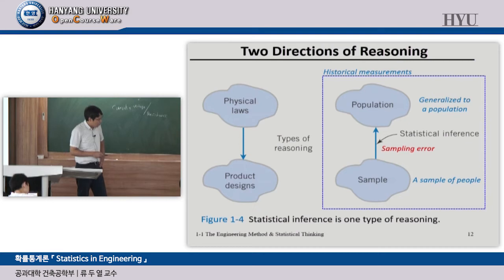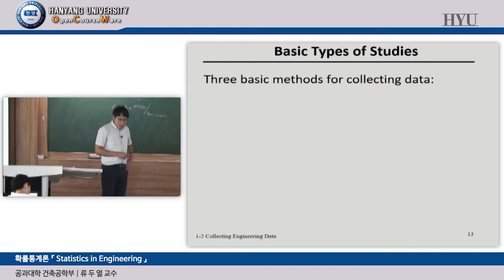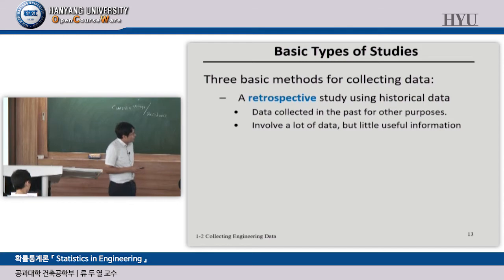This is the method of statistical inference. As I mentioned previously, collecting data is a very important part of statistical inference. We have three basic methods for collecting data. The first one is the retrospective study using historical data. In this case, the data was collected in the past for other purposes, and we can use it. So we can have a lot of data, but there is little useful information.